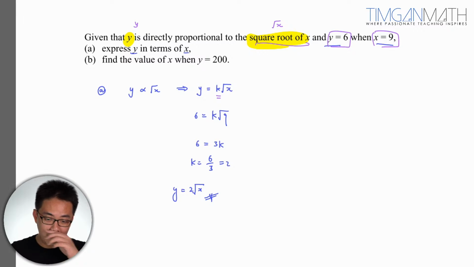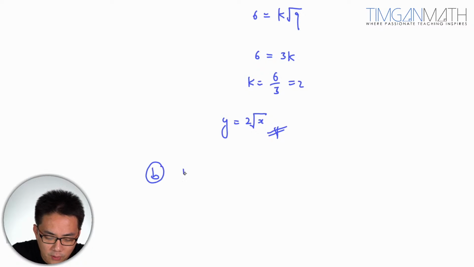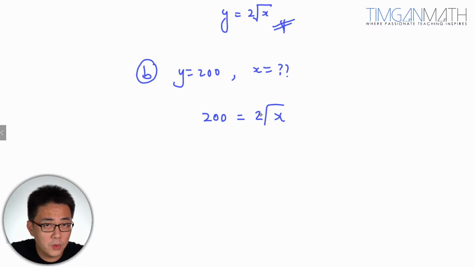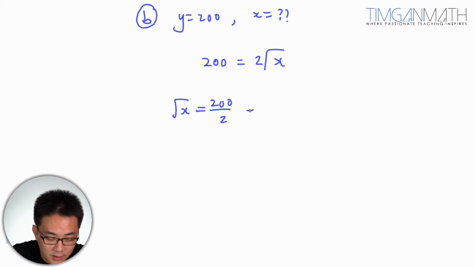Okay, so let's look at B. Find the value of x when y is 200. So there are a few ways of doing this. When y is 200, I think we could just use the equation. So y is 200. The question now is, what is my x? So I'm just going to replace 200 in. This is 200 equals 2 root x over here. So this is 200 divided by 2. It will be 200 divided by 2 equals my root x, right? So this is actually 100. So x is equal to 100 squared. I think that's pretty okay.